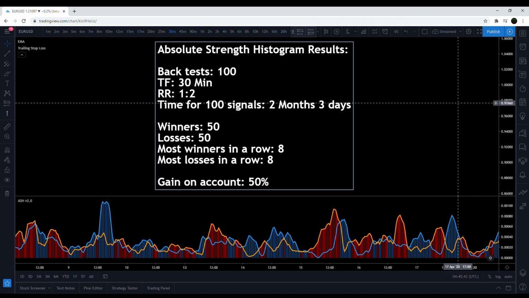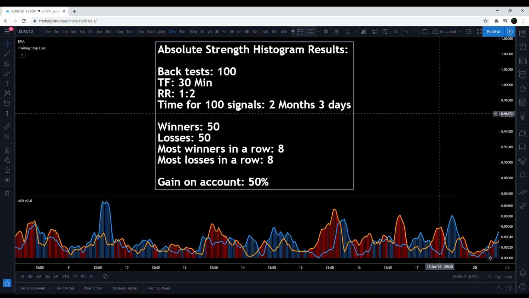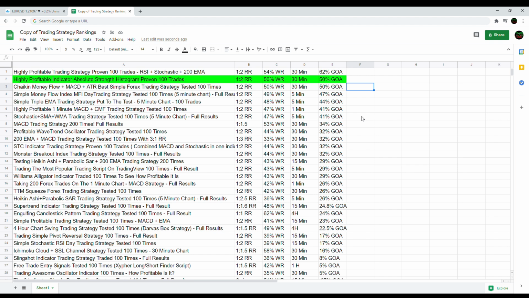Now I'm going to pop up the spreadsheet so we can just see where it falls, although I already stated it falls in that tying for number 2 spot. All right, here it is, tied for second place at the top of the spreadsheet, 50% gain on account. Very impressive for this test, and I just want to reiterate it again. This is 100 back tests taking every single signal.